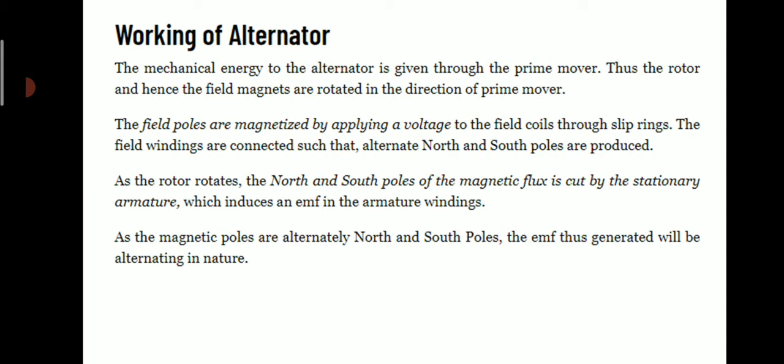The mechanical energy to the alternator is given through the prime mover, that is the engine. Thus, the rotor and hence the field magnets are rotated in the direction of the prime mover. The field poles are magnetized by applying a voltage to the field coils through the slip rings. The field windings are connected such that alternate north and south poles are produced. As the rotor rotates, the north and south poles of the magnetic flux are cut by the stationary armature, which induces an EMF in the armature winding.